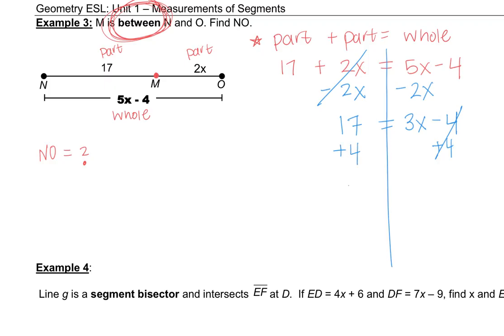17 plus 4, if you use your calculator, should be 21. I'm going to bring down 3X. All right, we're almost done. I care about X, not 3X. So I know that 3 and X are multiplying, so the opposite is division. So I'm going to divide by 3. A lot of the times, you'll be dividing. Dividing is your last step, okay? So X equals, well, if I go to my calculator and I put 21 divided by 3, I should get 7. So X is 7.